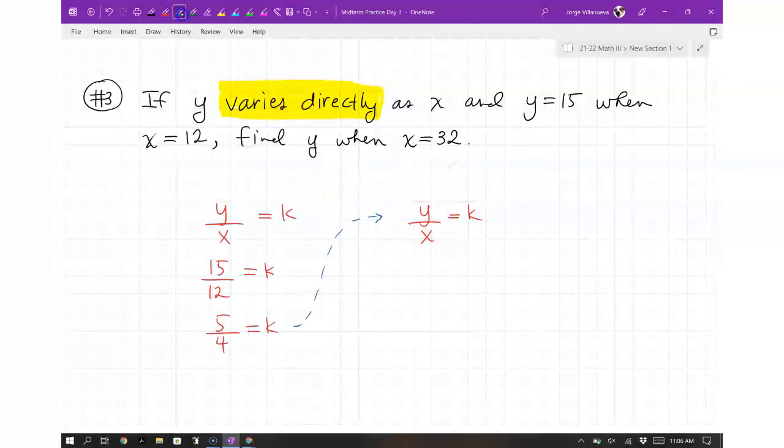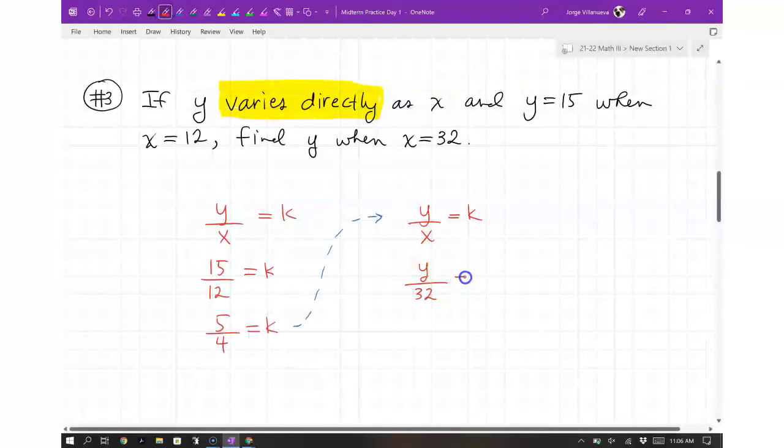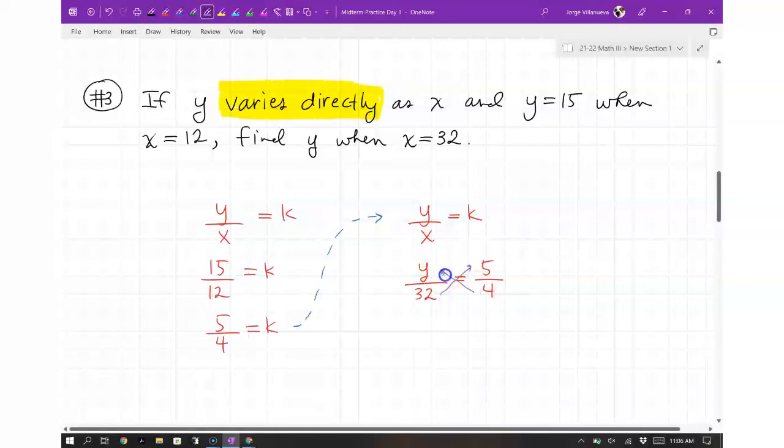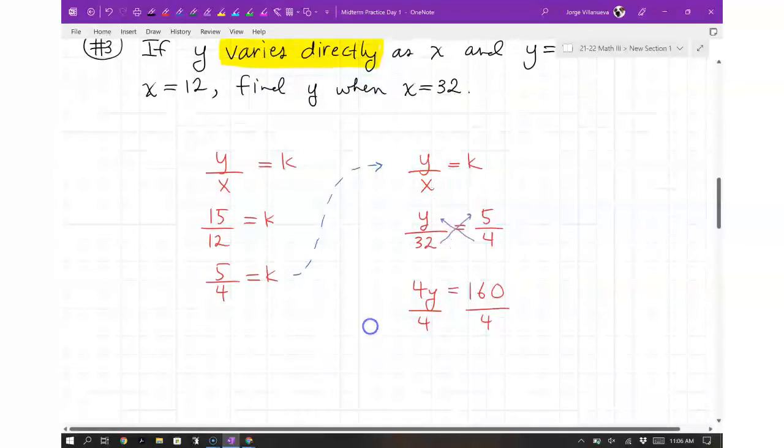So x is 32. Let me write that down here. Find y when x is 32 and k is 5 over 4. Whenever you have a fraction equal to a fraction, you cross multiply. All right, you're going to cross multiply like this. So you get 4y equal to 160. Then divide both sides by 4. So y is 40. And that's your answer.